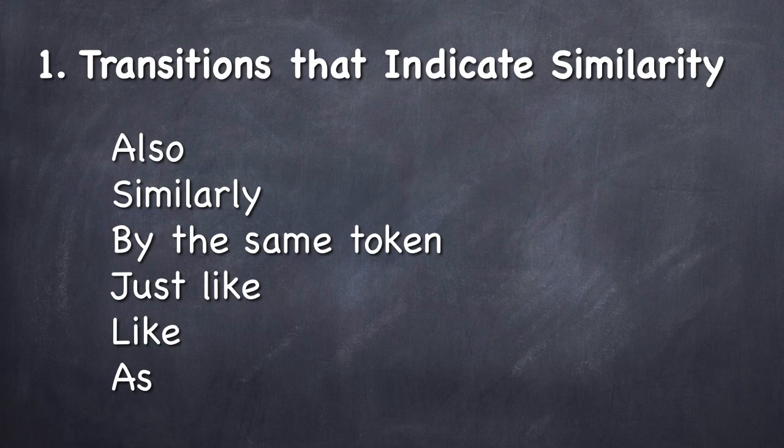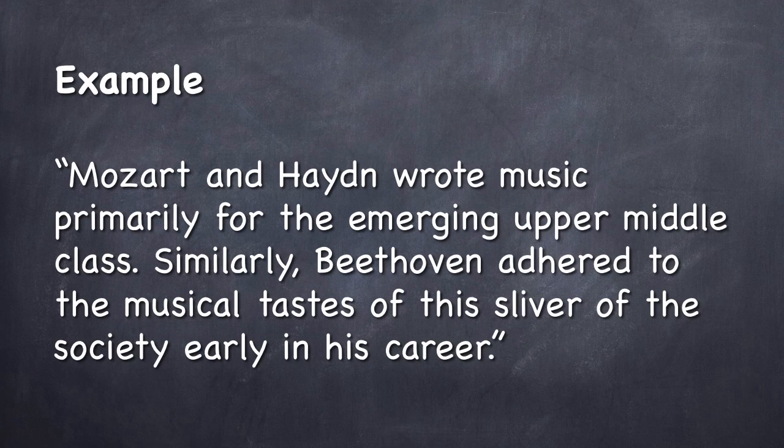Okay, number 1, transitions that indicate similarity. These are words like also, similarly, by the same token, just like, as. Let me give you an example. Mozart and Haydn wrote music primarily for the emerging upper middle class. Similarly, Beethoven adhered to the musical taste of this sliver of the society early in his career.